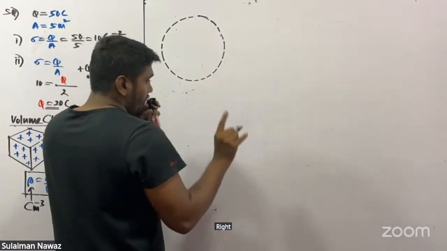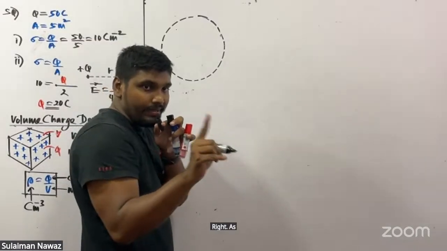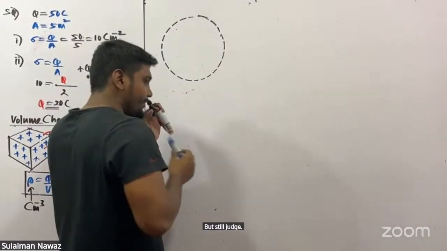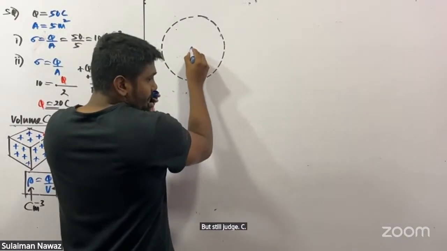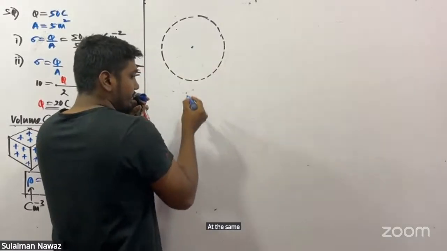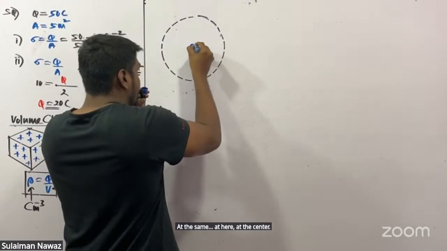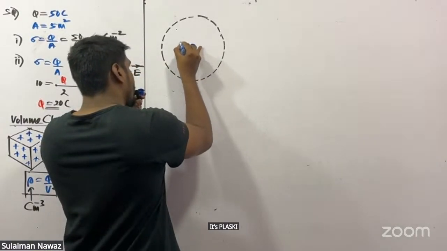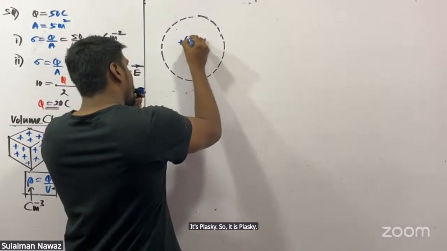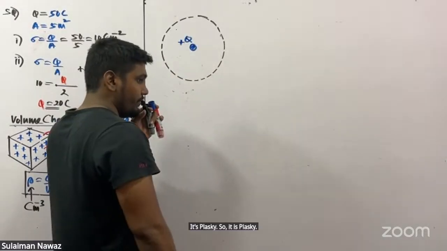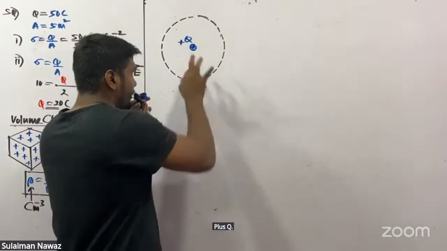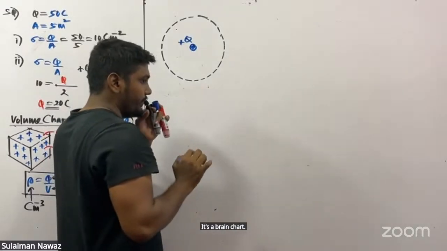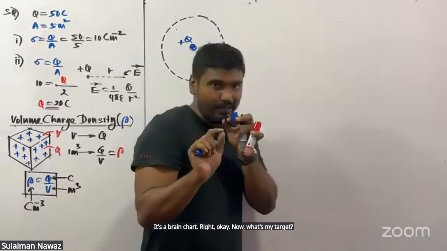As they said, there is a point positive charge. At the center, here, there is a point positive charge. Its charge is plus Q. It's a point charge. Okay, now, what's my target? I'll tell you my target.